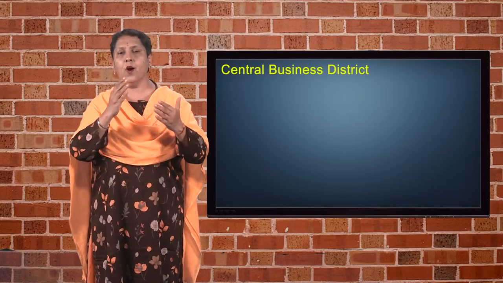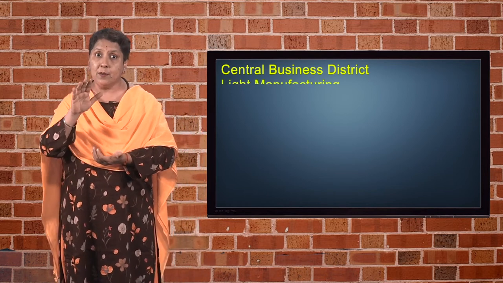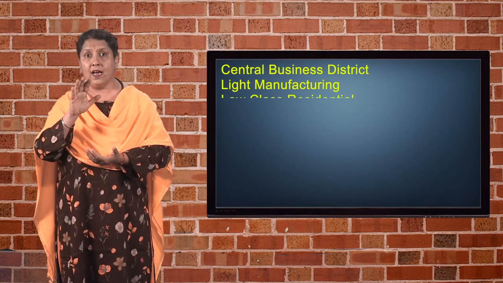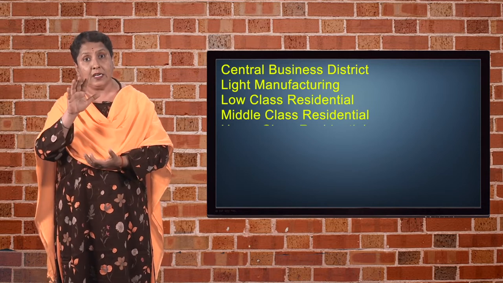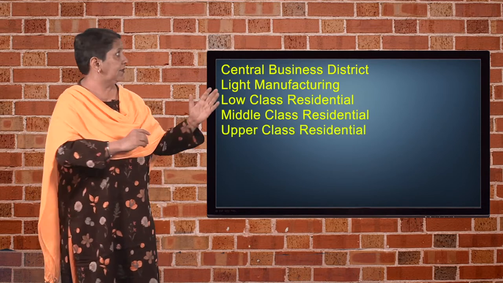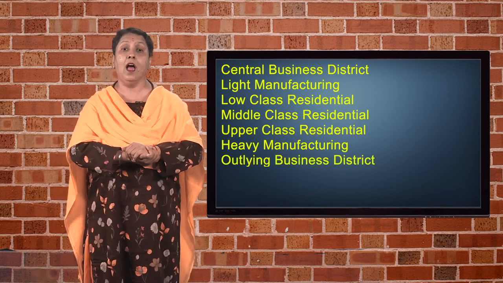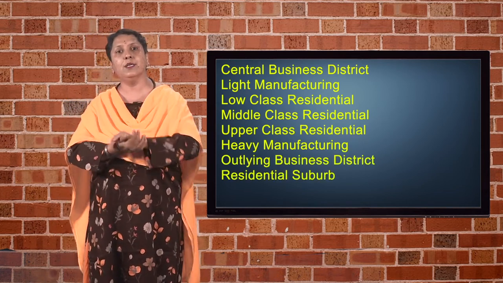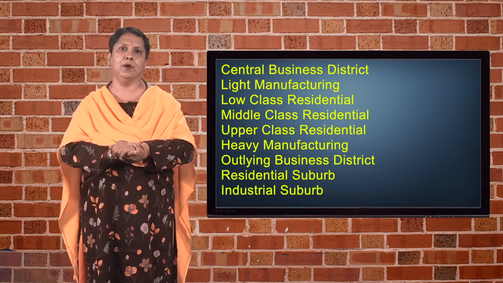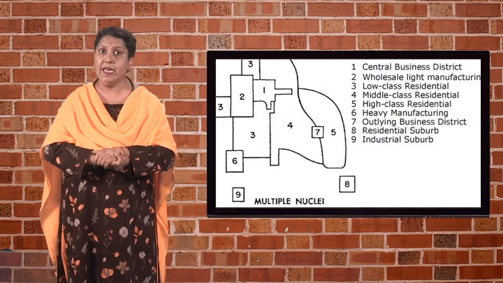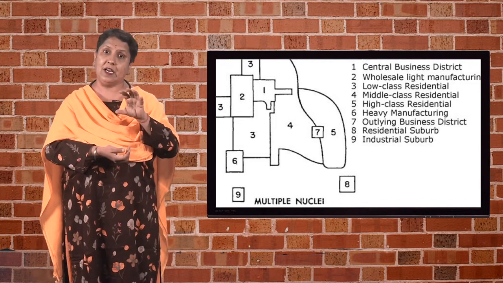There are certain important components like central business district, light manufacturing, low class residential, middle class residential, upper class residential, all of which you can see on your screen, followed by heavy manufacturing, outlying business district, residential suburb, and the industrial suburb. The theory also makes interesting observations about the placement of classes.